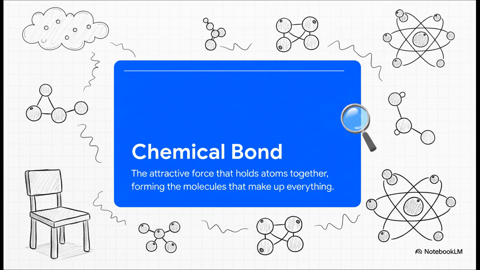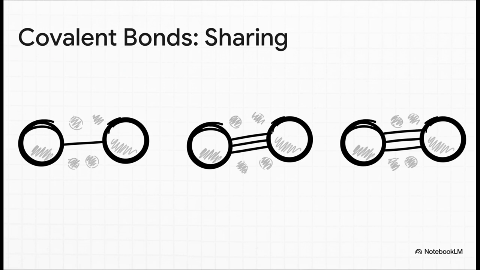It's this attractive force that grabs onto individual atoms and holds them together to make molecules, and molecules make up, well, everything. Now, one of the most important types of this glue is the covalent bond. And its whole deal is sharing. See, atoms can share one pair of electrons, which we call a single bond. Or they can share two pairs for a double bond. And they can even share three pairs, forming a really powerful triple bond.